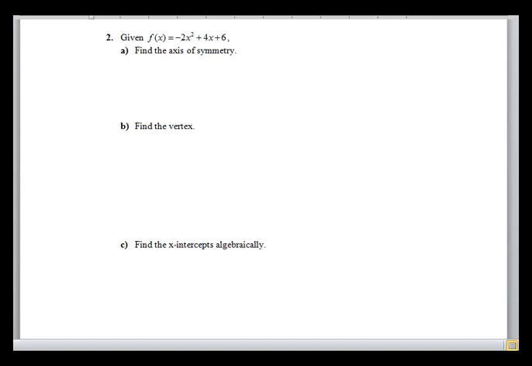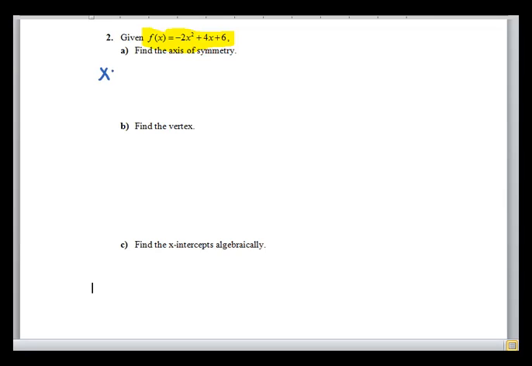So number 2 deals with a quadratic function. f of x equals negative 2x squared plus 4x plus 6. This symmetry is just the vertical line that's going to divide the parabola into two identical halves.